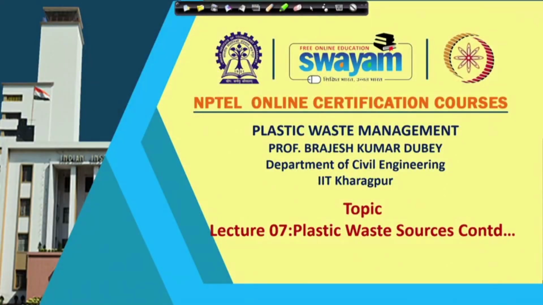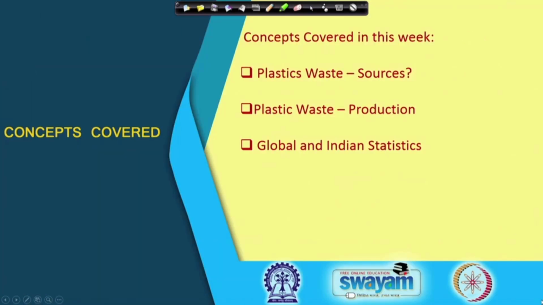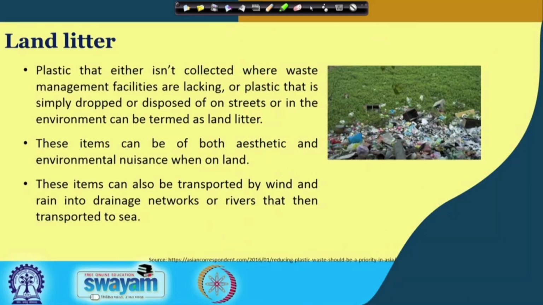Okay, so welcome back. This is the second module for week 2, so that becomes lecture 7. We'll continue our discussion of lecture 6, where we were talking about the plastic waste sources. That discussion will continue in this lecture as well. Just to remind you, this week the focus is on looking at sources as well as the production of plastic waste, and looking at the global and the Indian statistics. You saw this slide in the last video as well. I just want to remind you that that's the focus of this particular week.